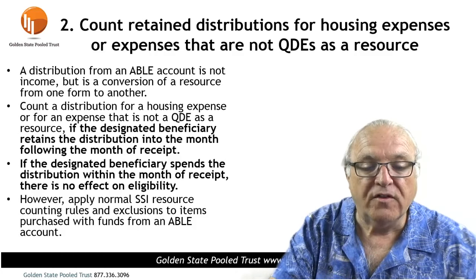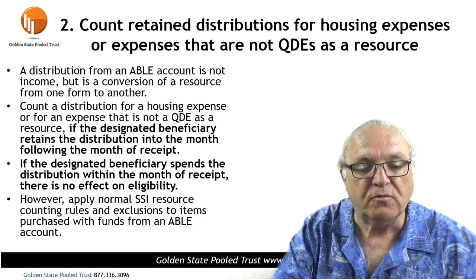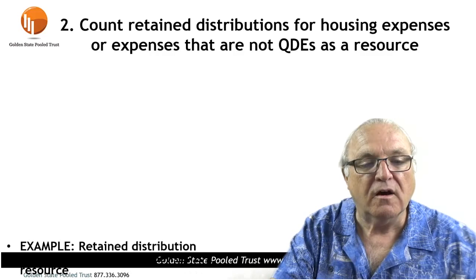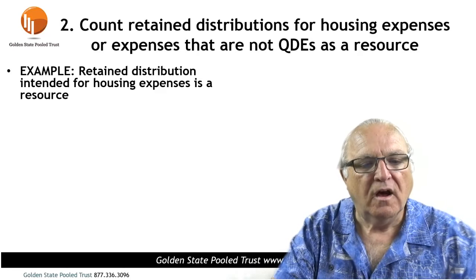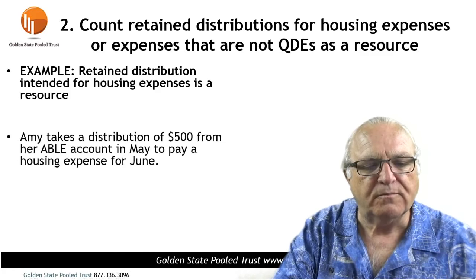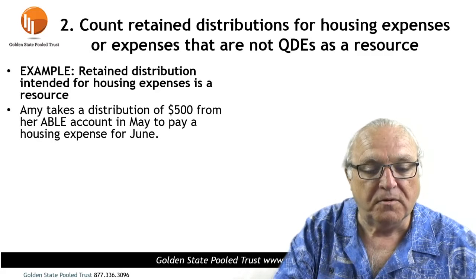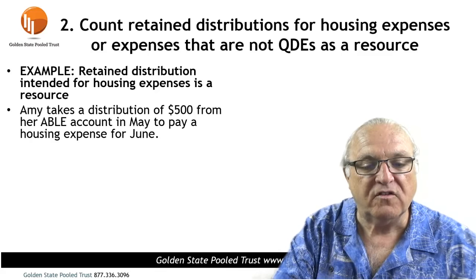However, apply the normal SSI resource counting rules and the exclusions to the items purchased with funds from an ABLE account. An example here is distributions intended for housing expenses. Amy takes a distribution of $500 from her ABLE account in May to pay for a housing expense in June.